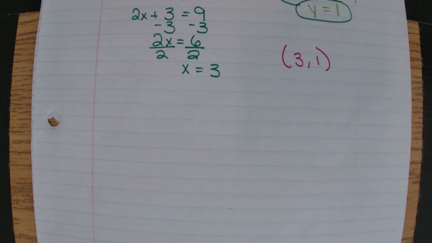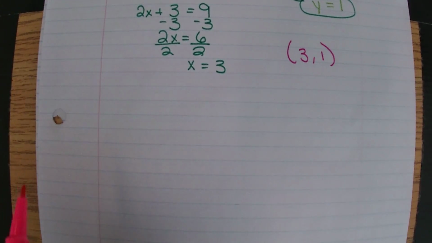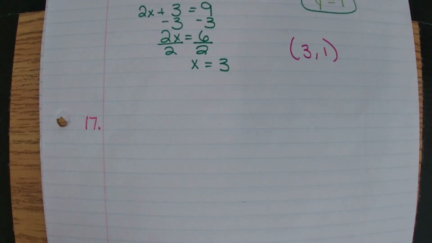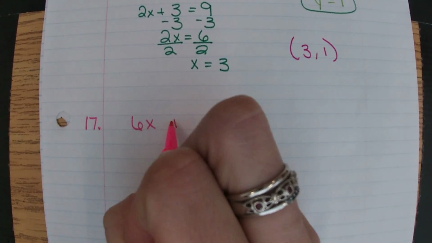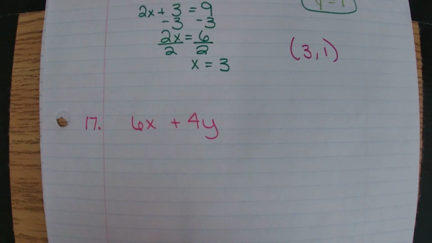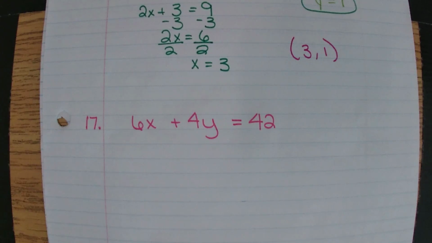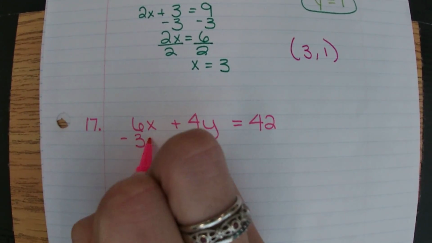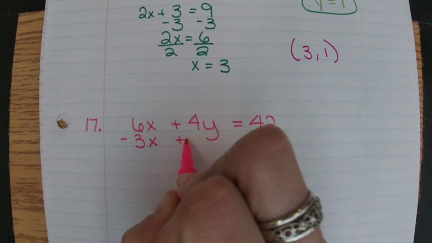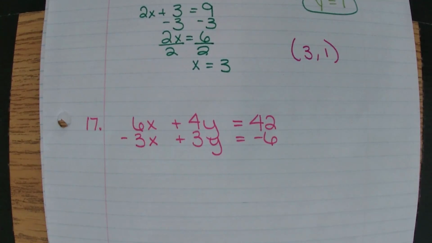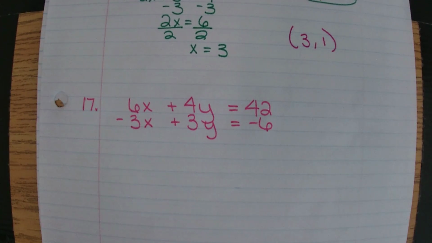Okay, so our next problem is going to be number 17. Number 17 says 6x plus 4y equals 42, and -3x plus 3y equals -6. So just looking at this problem, we should see that we don't have any matching coefficients, so we are going to have to do some multiplying here.